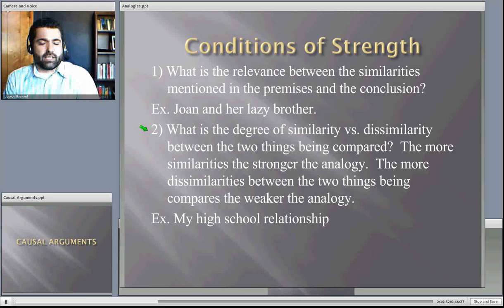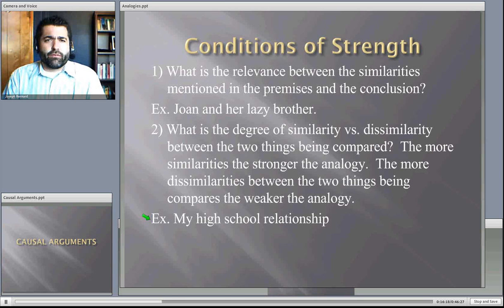I have an example I like to share with my students sometimes. It's true and it's ridiculous, but maybe you'll find it entertaining. So an example of a bad analogy based on the condition of strength number 2, right? Based on this criteria of strength. So I was in high school. I was a senior. I was heading towards graduation. I was dating a girl. It wasn't super serious, but somewhat. We had been dating for a few months, and we were getting along, and we were having fun.